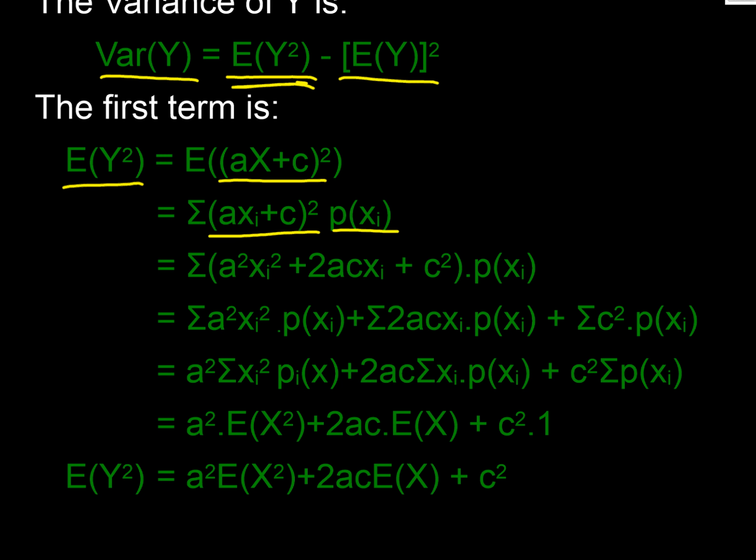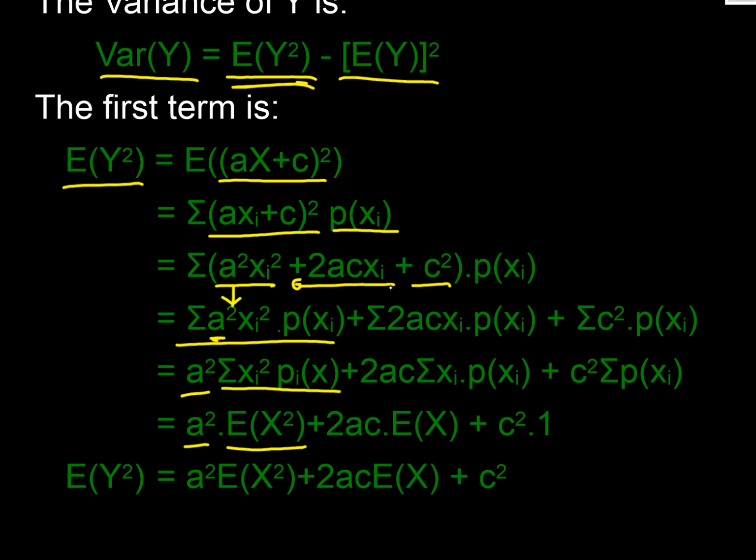Expand the first bracket: a squared x squared, 2acx and c squared. Then we're going to break this into three terms again because we've got the pluses here, haven't we? So the first term is going to be there. There's our a squared x squared, and if we have a look at that, we can see again that a squared is a constant in this sum, so we can take it outside the sum, and then we're left with the sum of x squared p(x), which we know is the expected value of x squared. So our first term becomes a squared times the expected value of x squared.